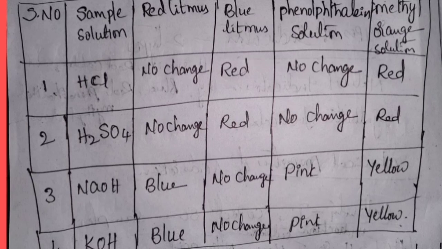When acids react with blue litmus, it turns red in color. Acids react with methyl orange, it turns red in color. Bases react with red litmus, it turns blue in color. Bases react with phenolphthalein, it turns pink in color. Bases react with methyl orange, it changes to yellow in color.